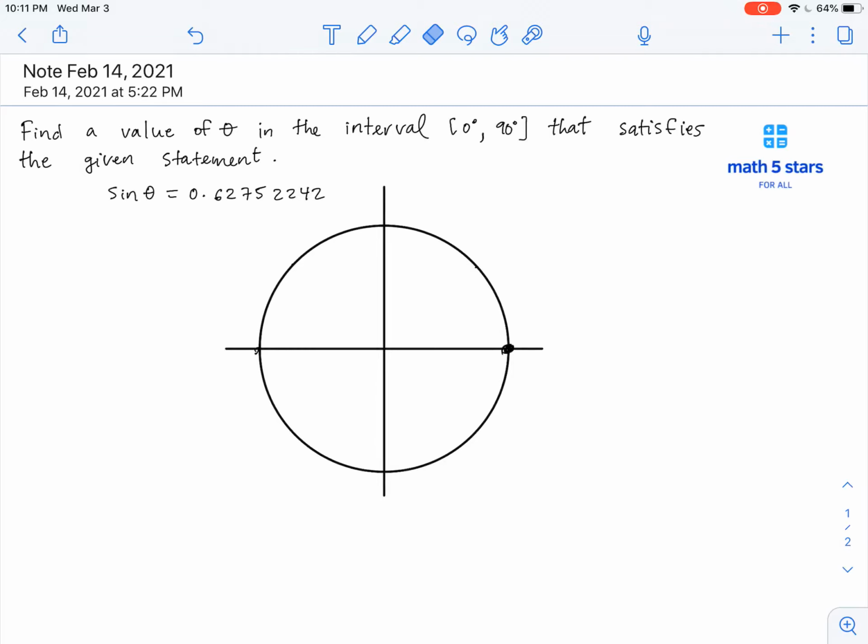Hello guys, for this problem we are asked to find the angle given the value of the sine of that angle, right? So here we are given the interval and we are given the value of sine theta, and we are asked to find what is the value of theta. How do we do that?